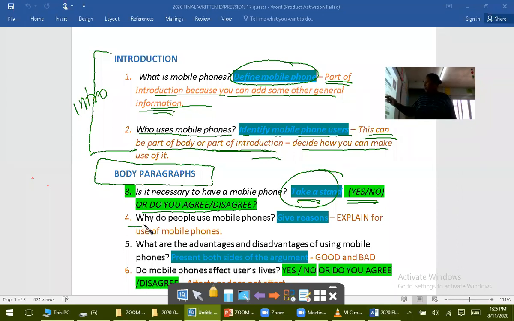And number 4, why do people use mobile phones? Give reasons. That means you explain for the use of mobile phones. Number 5, what are the advantages and disadvantages of using mobile phones? You will present both sides of the argument. In other words, you're looking at the good and the bad. All right?